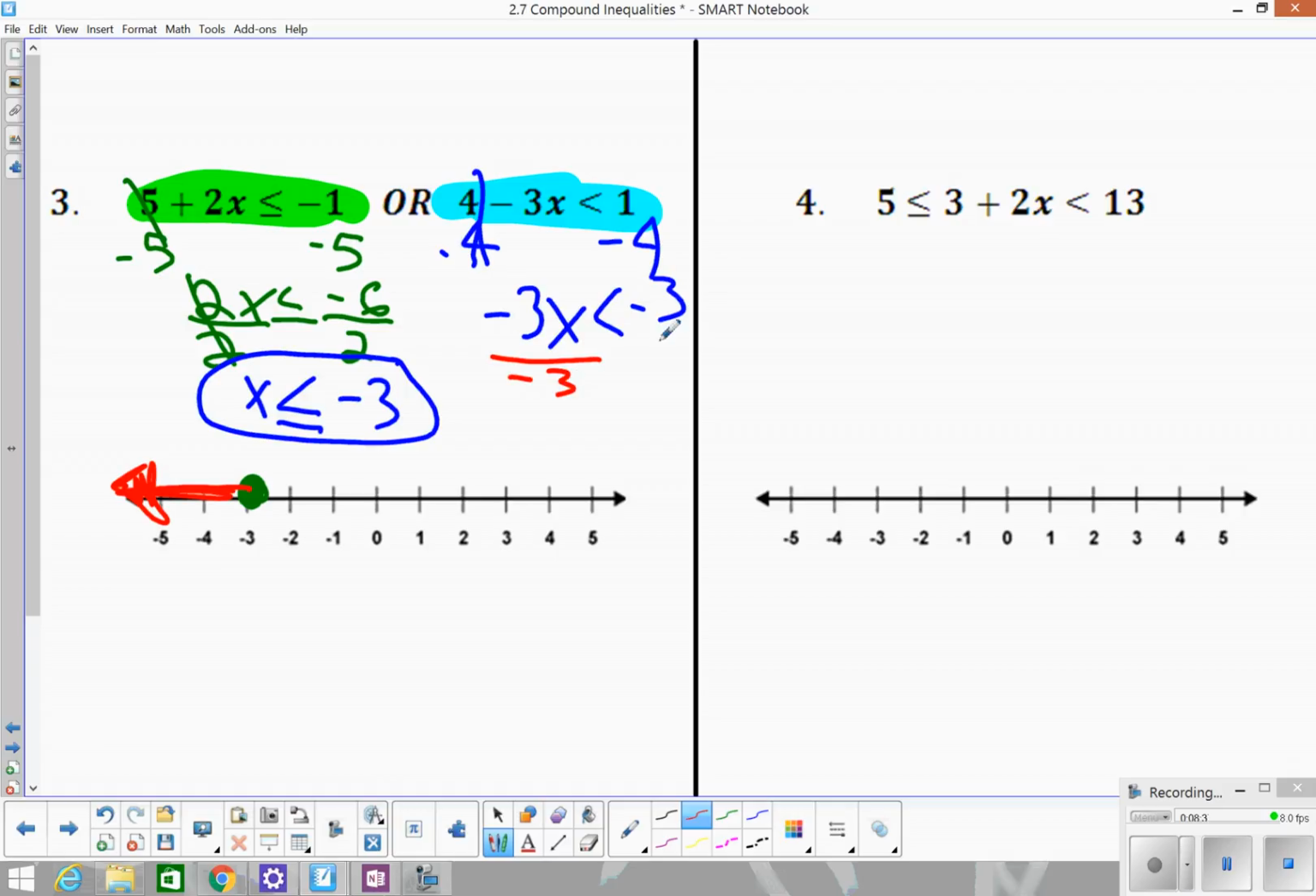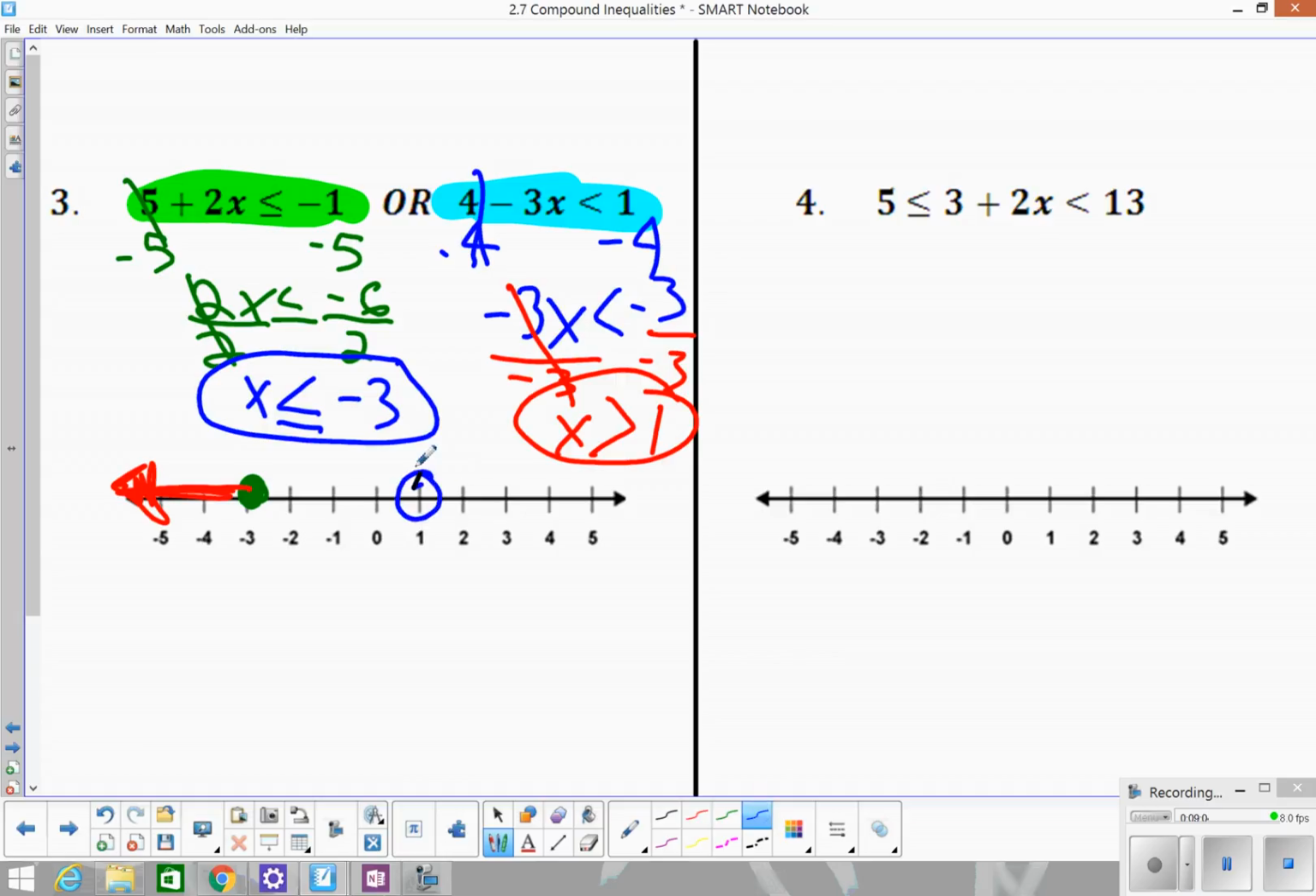Now this is where we have to remember, if you divide both sides by a negative, -3 divided by -3 is going to cancel out. I'm left with x. Now if I divide by a negative, I have to switch the sign. Switch the sign. -3 divided by -3 is just 1. Okay, so now that's my second inequality. I'm going to go ahead and graph. So I'm going to put an open circle on 1.